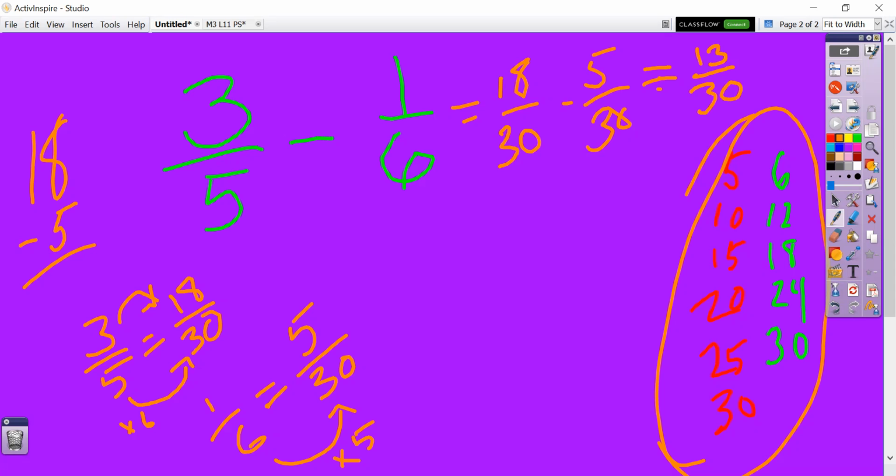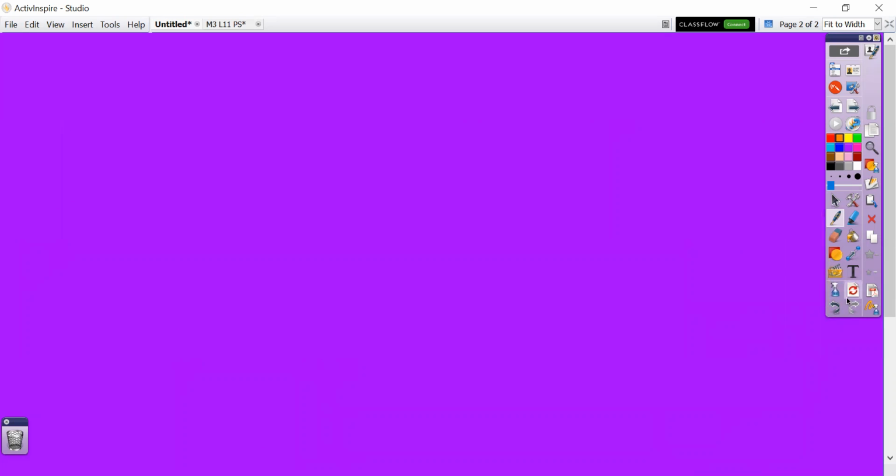Great job. All right, so let's try one where we actually have to regroup to solve. Right now, we have always been able to subtract the smaller piece from the larger piece, but what happens when we have to regroup from our wholes to get that? Let's go ahead and practice one of those before we move on to our problem set.